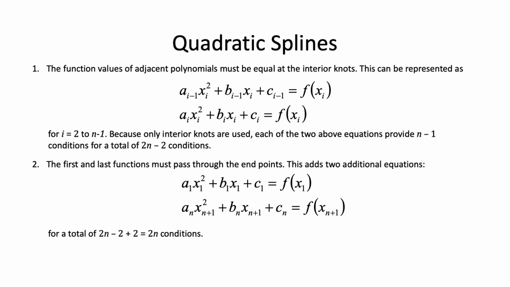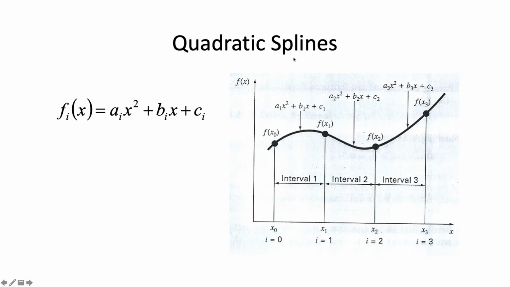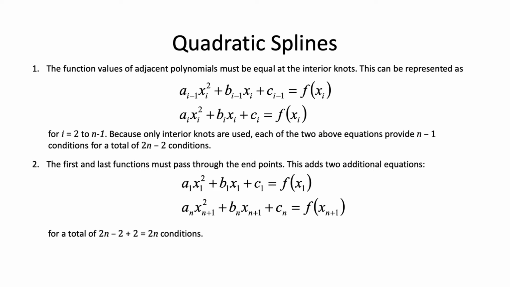Here are the rules in order to determine the coefficients or the unknowns. First is, the function values of adjacent polynomials must be equal at the interior knots. What are the interior knots? In this example, f of x1 and f of x2 are your interior knots. This can be represented as a sub i minus 1 times xi squared plus b sub i minus 1 times xi plus c sub i minus 1 equals f of xi.